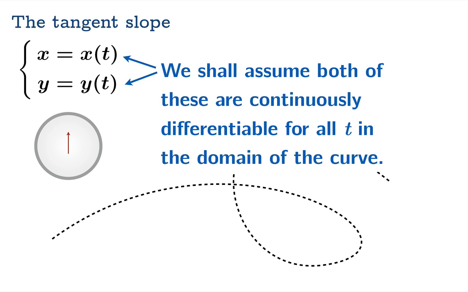In other words, x and y both have derivatives, and those derivatives are continuous functions. This is going to simplify our discussion. And we just aren't going to get into the pathologies that occur when you take piecewise differentiable functions and piece them together. That should be the subject of a whole different video. So for this video, we're just going to assume that both coordinate functions are continuously differentiable in the domain.